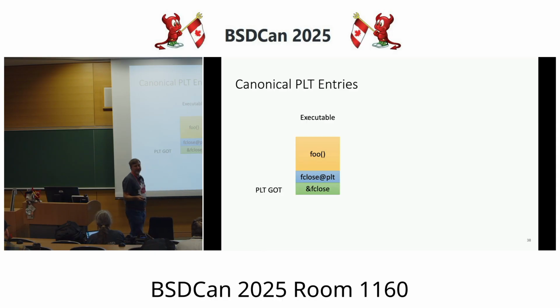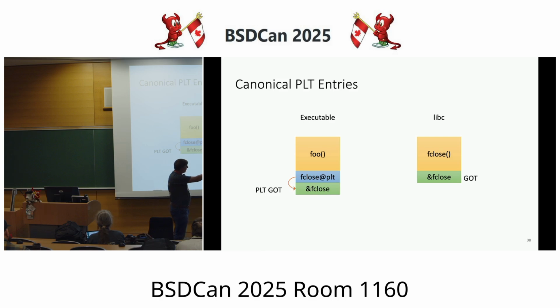Does that make sense? Is it terrifying? And the PLT stub is going to read that entry out of the GOT. That's kind of like before. And then we have libc. And because it's PIC, it knows that it has a GOT entry for fclose because maybe it's been LD_PRELOADed, or who knows.